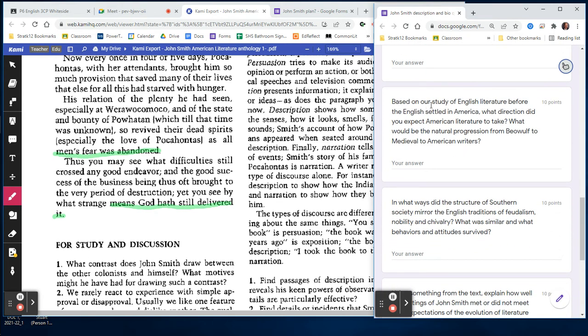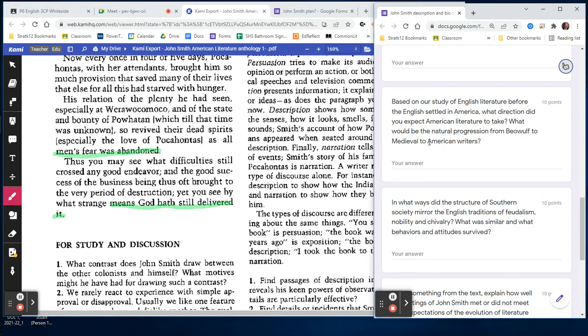Based on our study of English literature before the English settled in America, what direction did you expect American literature to take? What would be the natural progression from Beowulf to medieval to American writers? You remember Beowulf was about the solo hero who came to save the day, make a name for himself. In medieval time, they had a little more time to plant and sow and write about their kings and queens, and they started establishing different tradesmen weaving wool and building cathedrals.